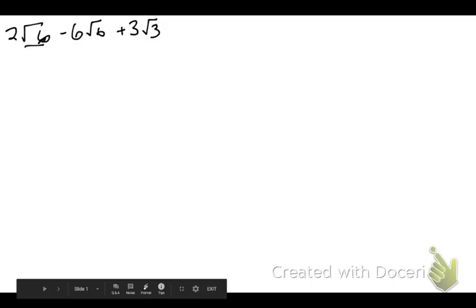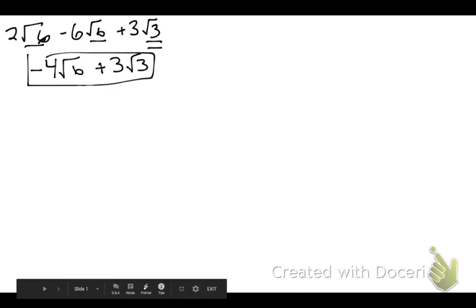Well, these first two terms have like radicands, but this third term is different. So we can combine the first two to get negative 4 root 6. We can't do anything with the third term because it's different. So that would be our final answer. You try the next one.